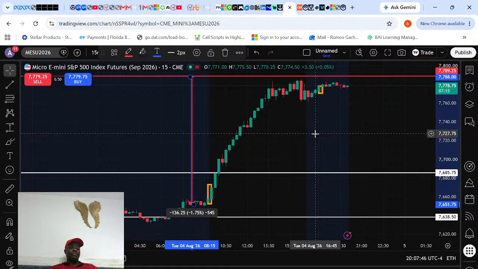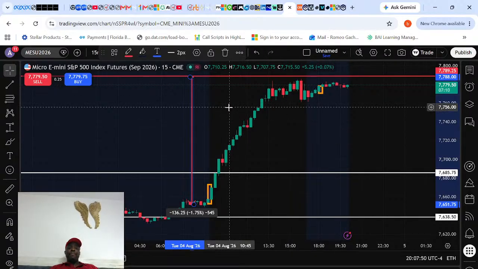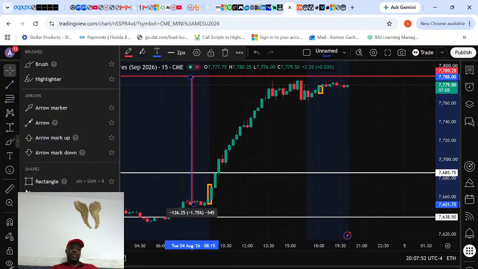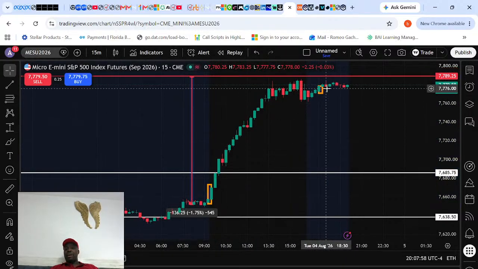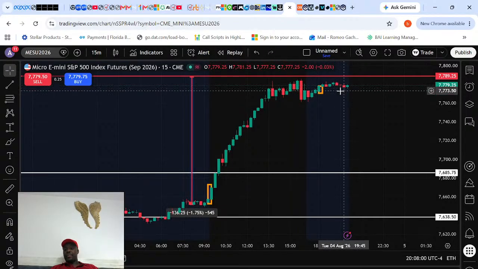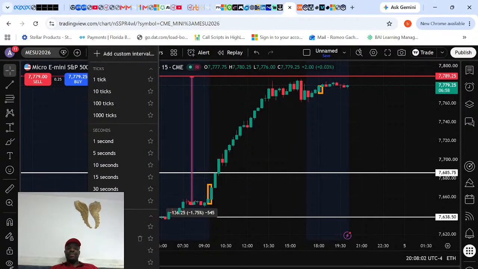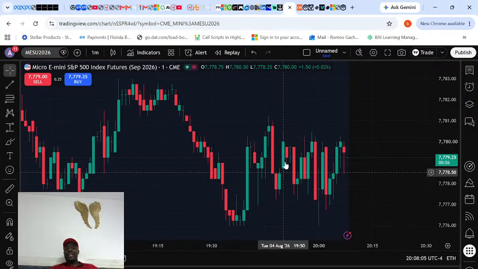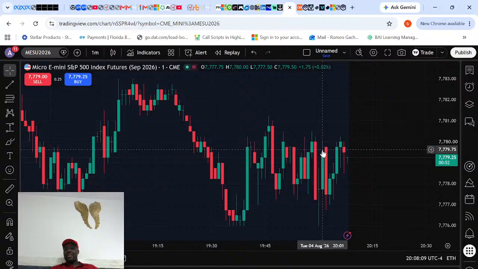I already showed you the support and resistance line. We're going to use this rectangle tool, and we're going to mark the 1 minute. So let's go to the 1 minute. We're going to mark the 1 minute, which is 8 o'clock, which is right here.